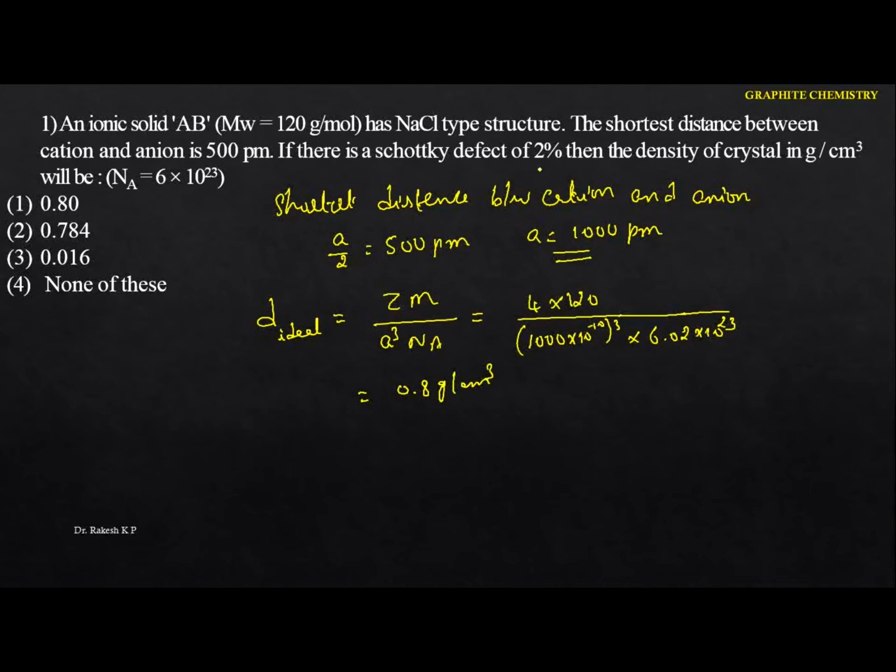But see the next one here, there is a Schottky defect of 2%. Hence the actual density for this one, because we know that in the Schottky defect the density decreases. So I am going to write 0.8 into 0.98, because the remaining will be 0.98 out of 1, as there is a 2% deficiency here. Now we can identify the value, that is 0.784 gram per cm cube. Hence in this case the option is the second one. Okay, so next one.